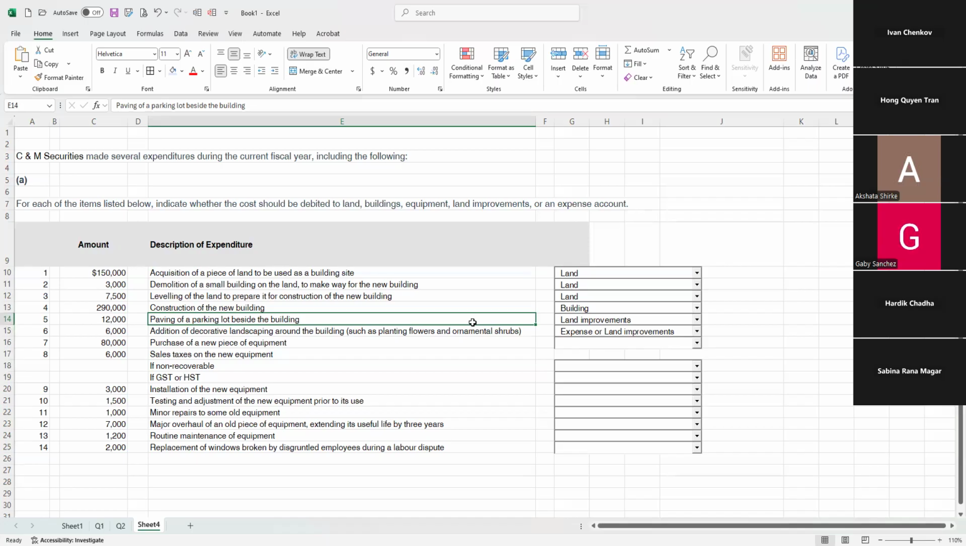Okay. Make sense? Yes. But does this improve the land? Yes. Does it make access to the building? Yes. Do I need that parking lot? Yes, I need it. That's how you should look at this. With the landscaping and planting the flowers, I may have to plant those flowers again next year.